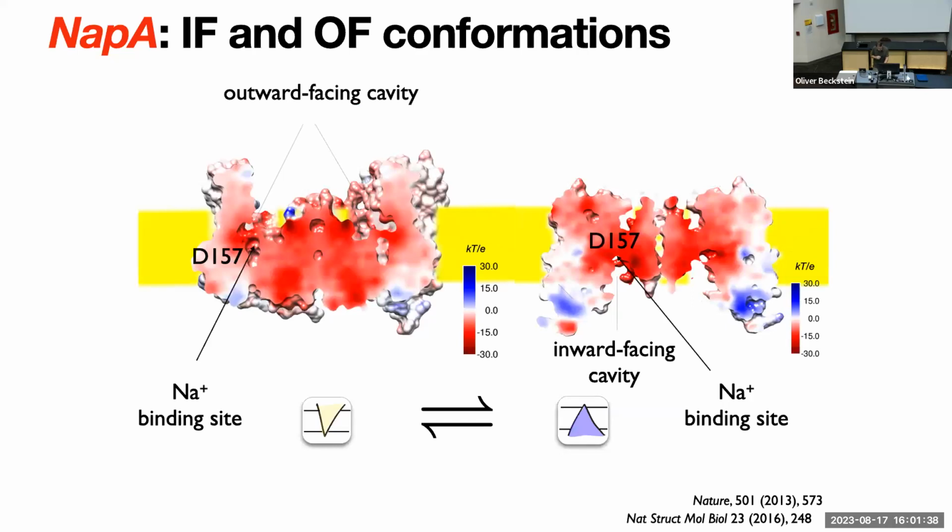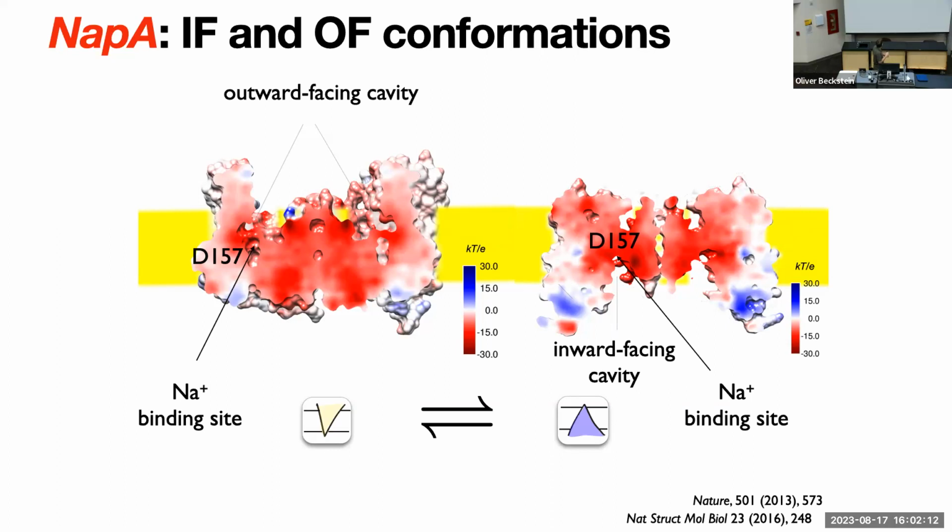So in this electrostatic representation here, red means negative potential and blue means positive potential. The ions that we have are cations, they are positive. So negative means that they're actually attracted to getting into the protein here.